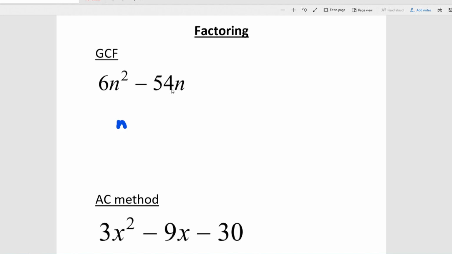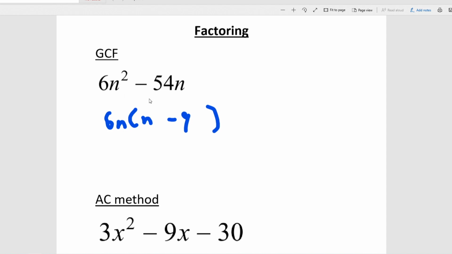The other thing that's in both is 6. They both divide by 6. So a 6 can also be written down here. I'm going to put parentheses to show what's left over after I divide those out. So I'm going to divide out 6 and n from both terms. 6 divided by 6 is just 1, which I don't need to write. And n squared divided by n is just n. Negative 54 divided by 6 is negative 9. And n divided by n is 1, so again that doesn't need to be shown.